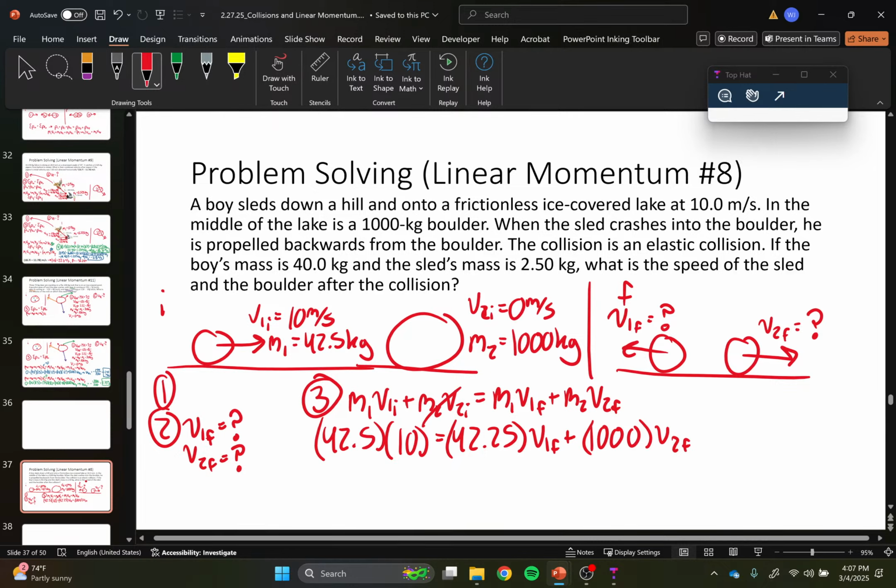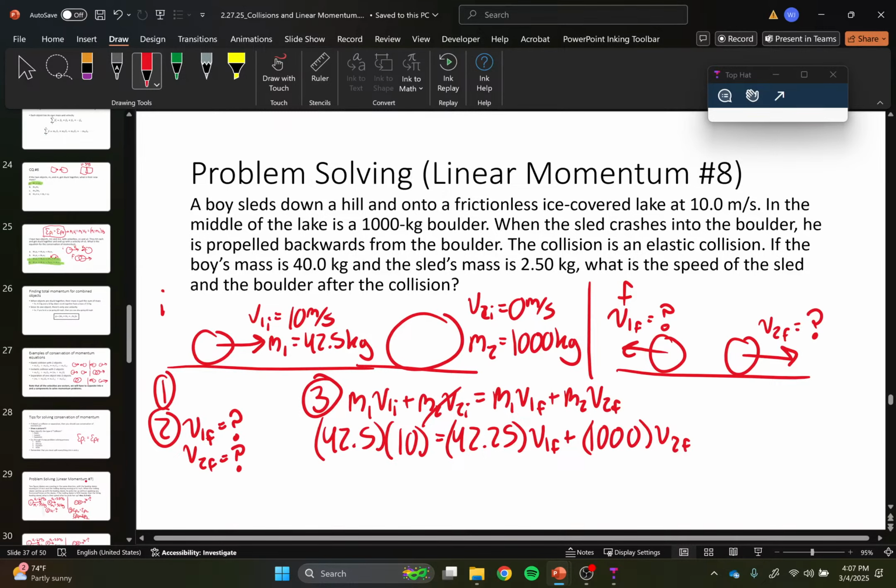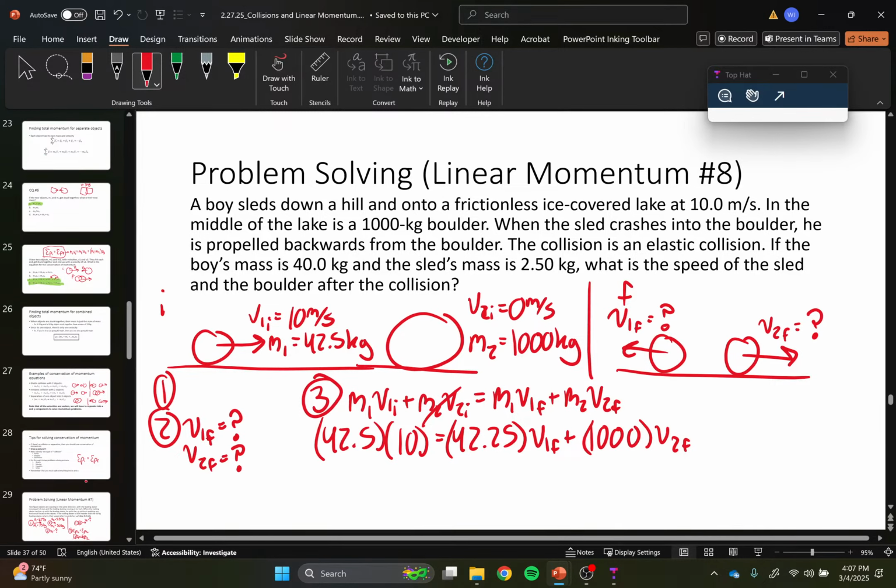No. How many unknowns do we have? How many equations do we have? One. You cannot solve two unknowns with one equation. So the follow-up is immediately, I need another equation. And what equation is that going to be? This is where I scroll back to the slide that talked about elastic collisions.